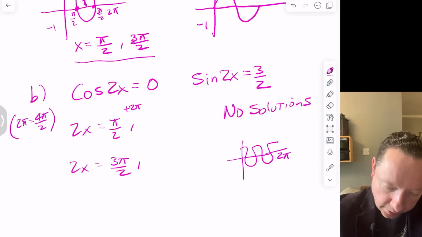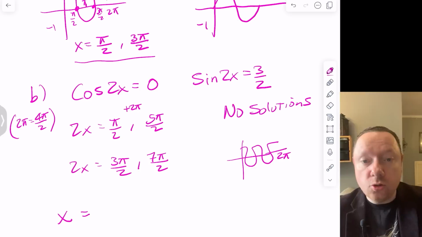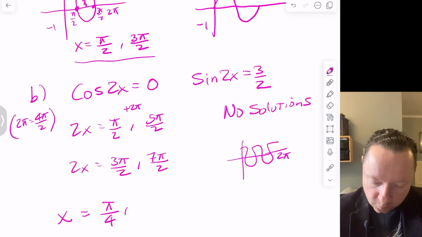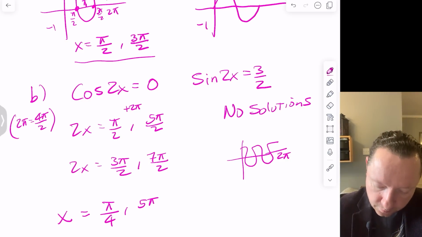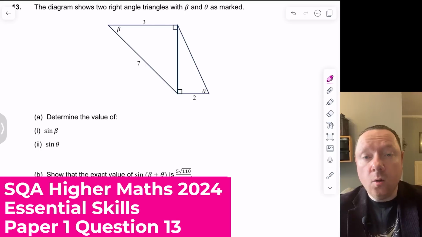So 4 pi plus 1 pi is 5 pi over 2. And 4 pi plus 3 pi is 7 pi over 2. So now I can just get my x by dividing by 2, because I've got 2x. So pi over 2 becomes pi over 4. 5 pi over 2 becomes 5 pi over 4. 3 pi over 2 becomes 3 pi over 4. 7 pi over 2 becomes 7 pi over 4. And we're done there. Question 13.